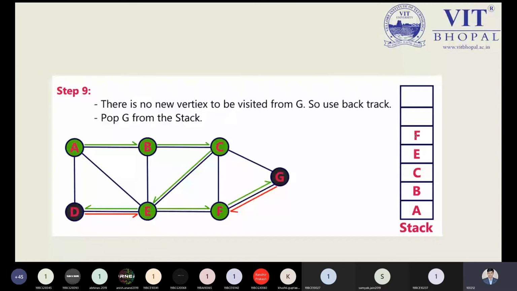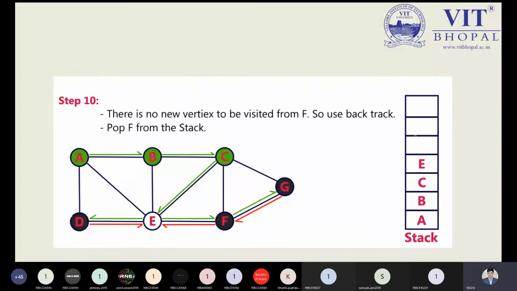Now we go back to F. Why? Because F is the top of the stack. At the top of the stack we perform the pop operation, and the top element is removed. So F will be removed after the backtracking. Now F is removed, and it goes back to E. After coming back to E, we see E is the top of the stack, so it is removed from our stack data structure.